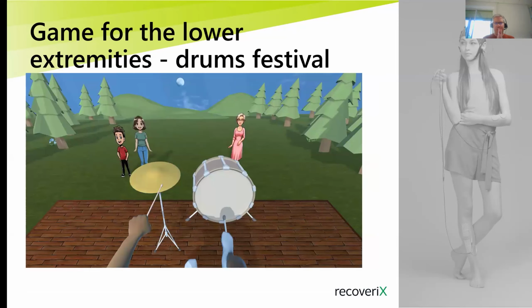We also have a game for the lower extremities where we have to move one of the legs and one of the hands. So this is how it looks. We call it Drums Festival. So you hear pieces of music, and your task here is to play your instruments in time, either with the left hand or, in this case, the right leg. Of course, this can be flipped to train the other leg.